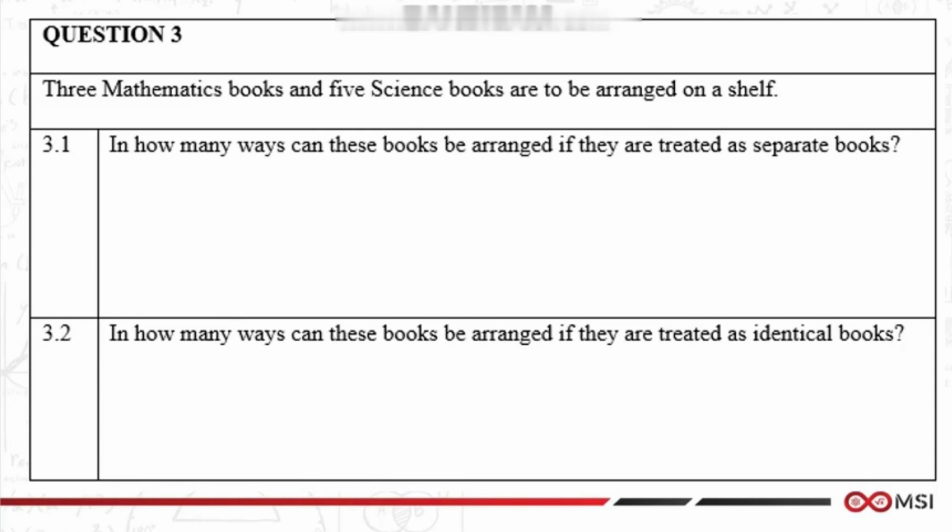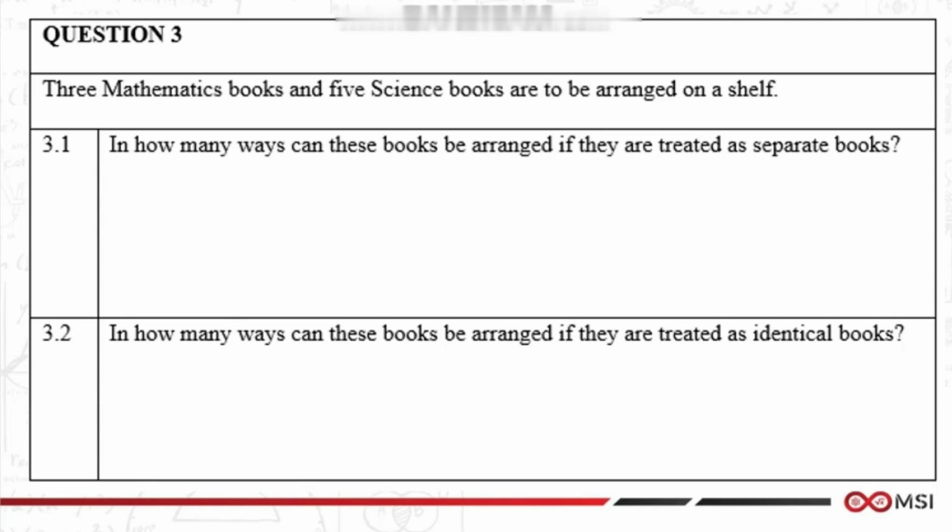Let us look at counting principle. In this video, we are focusing on the identical items. Question 3. 3 mathematics books and 5 science books are to be arranged on a shelf. 3.1. In how many ways can these books be arranged if they are treated as separate books?